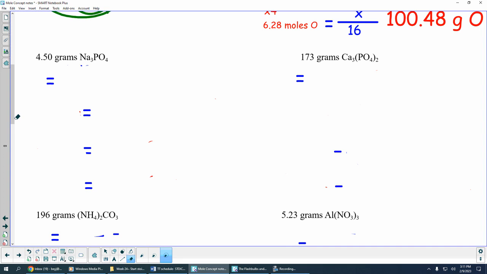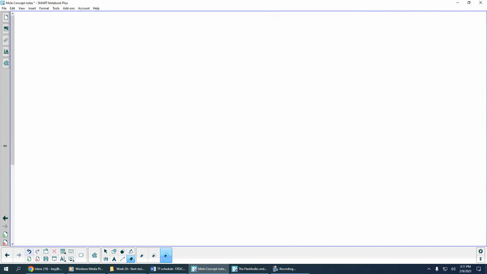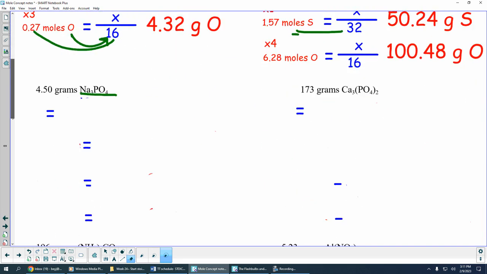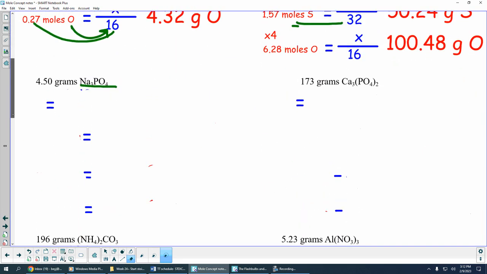All right, so hopefully you gave it a try. I want to know how many grams of each element are in this compound. And so the way that we're going to do this, we cannot compare grams to grams. We have to put them into moles so that we can compare them.